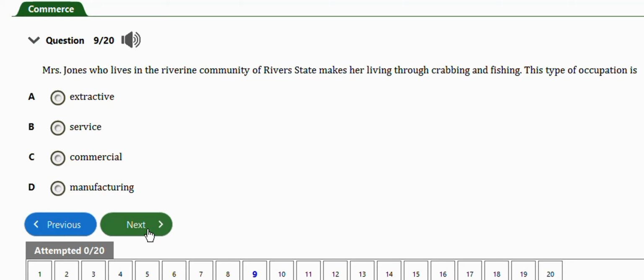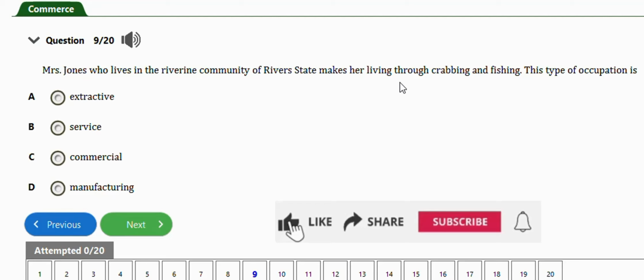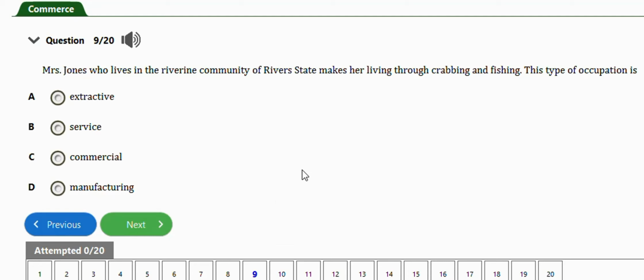Next question. Mr. Jones, who lives in the riverine community of River State, makes her living through crabbing and fishing. This type of occupation is, we have extractive service, commercial, manufacturing. Since Mrs. Jones, what not Mr., does is crabbing and fishing, so this is an example of an extractive industry. Okay, so that is for this question.